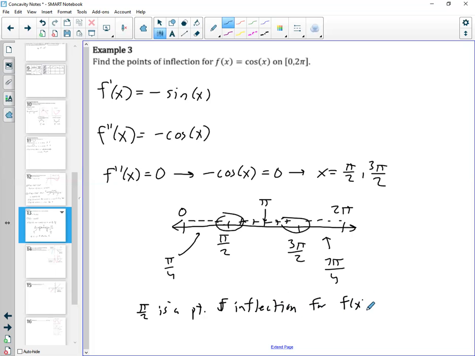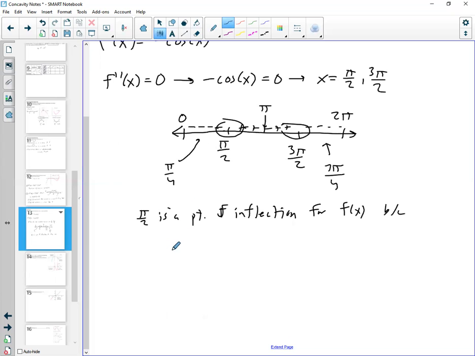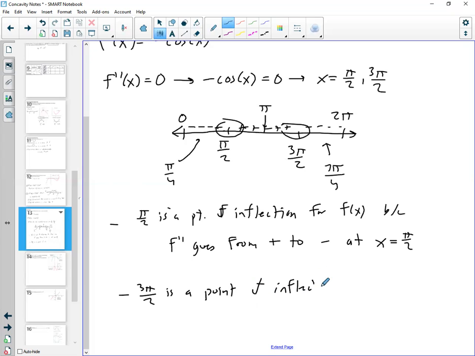For f of x, and there's the reason I want to write out this justification, because f double prime goes from positive to negative at x equals pi over 2. Oop, yeah, 3 pi over 2 is a point of inflection for f of x, because f double prime goes, oh, I said this wrong. Why do I keep doing that?